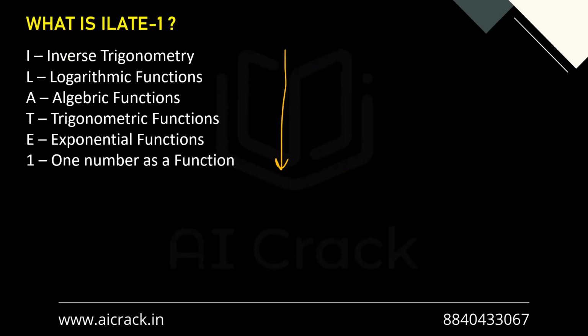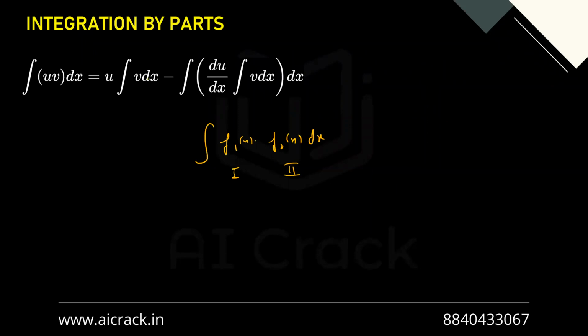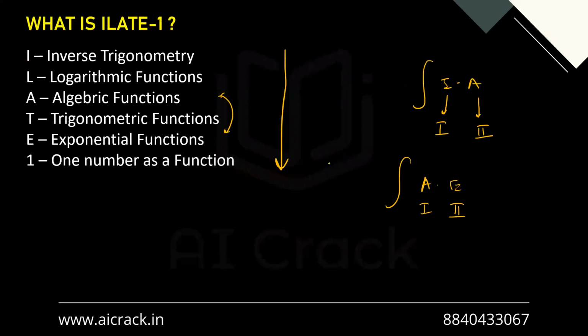So basically if we have an inverse trigonometric function and an algebraic function in the integral, let's say this is I and this is A, we'll take this I as the first function and this is the second function. Or let's say we have an algebraic function and an exponential function. In this case, we'll take this as the first function and this as the second function. Why are we doing that? Because exponential functions are very easy to integrate. So that's why we are taking this as the second function, because we have the integral of v dx, the integral of the second function. So to utilize this formula properly, we are doing this, right?